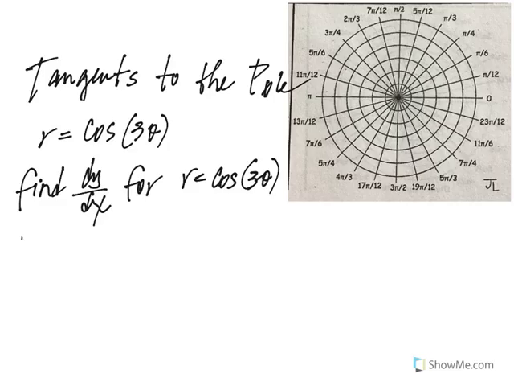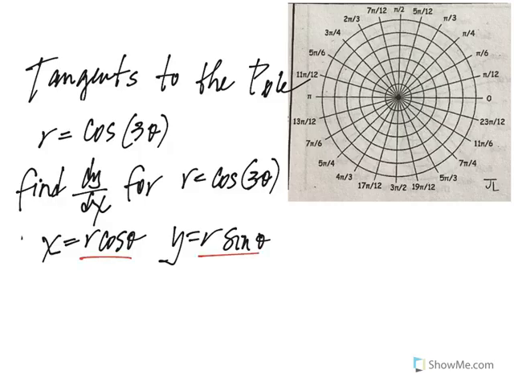So if you recall from a previous lesson video, x is defined as being r cosine theta, and y is equal to r sine of theta. That is the conversion from polar to rectangular. So if I'm looking for dy over dx, I'm really talking about dy d theta over dx d theta, which means I'm going to use these two to come up with that expression.